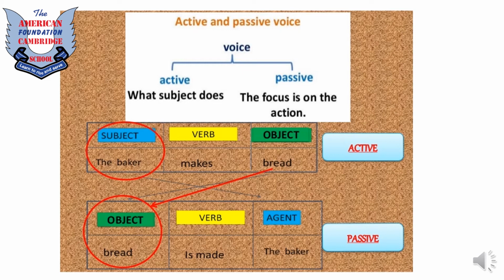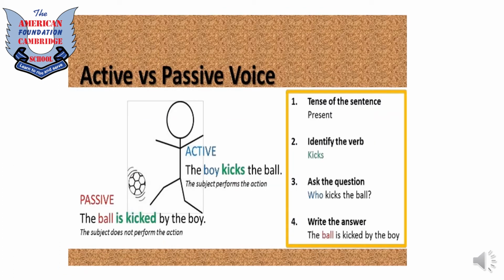Just understand the agent, that is the subject, the baker. The baker is the subject over here. Now as we have converted active voice into passive voice, you can see we have placed the object in the place of the subject. Bread is made by the baker. Let's see another example. In active voice, the boy kicks the ball, the subject performs the action, and in passive voice, the ball is kicked by the boy. The subject does not perform the action. That is actually the difference between active and passive.